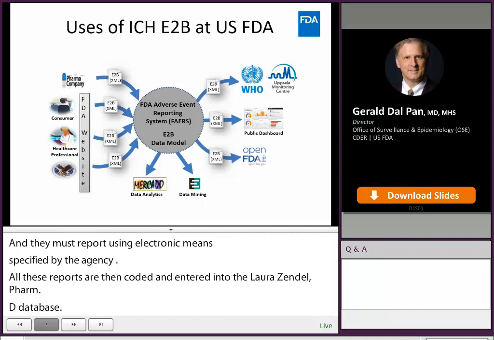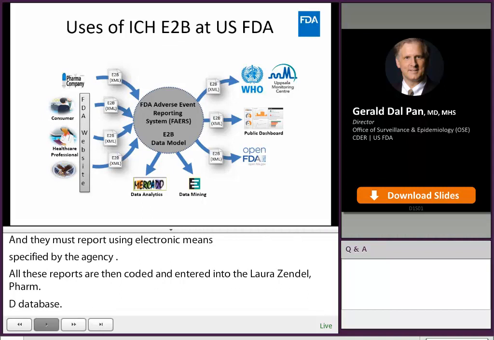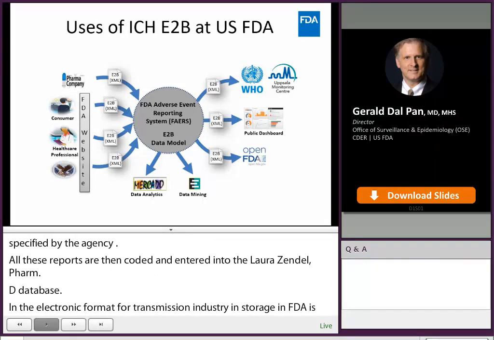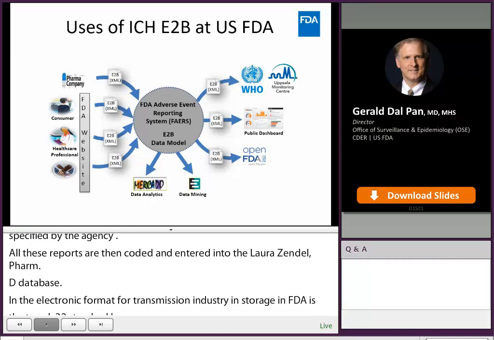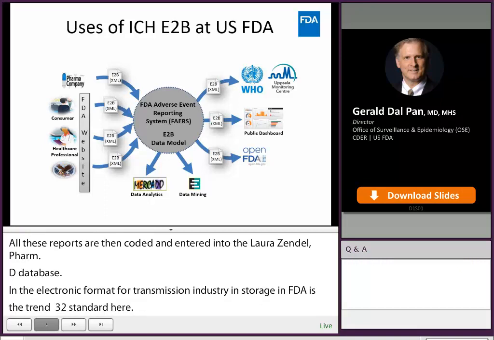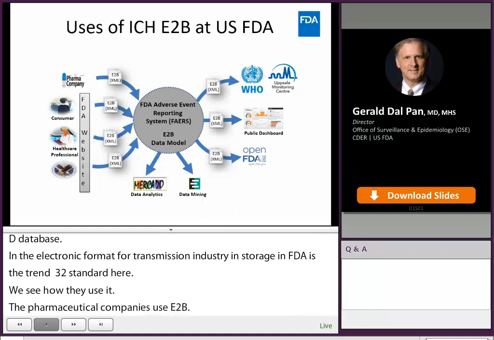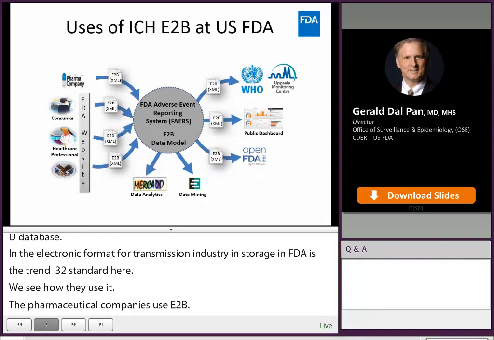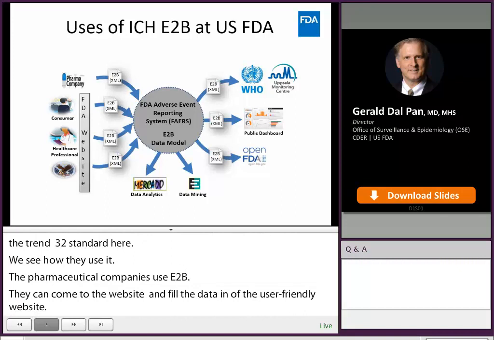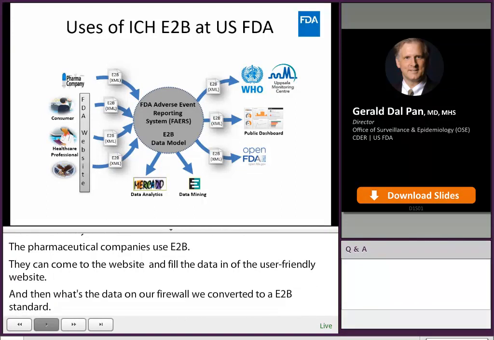You see here a schematic of how we use this at FDA. You'll see on the top, pharmaceutical companies use E2B to submit to FDA. When consumers and healthcare professionals submit to FDA, we of course don't expect them to use this standard. They just can come to our website and fill the data in on a user-friendly website, and then once the data are in our firewall, we convert it to an E2B standard. Then we use the E2B standard in the FAERS data for certain outputs.